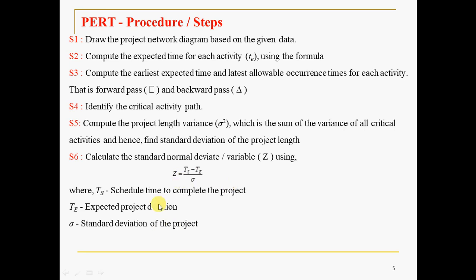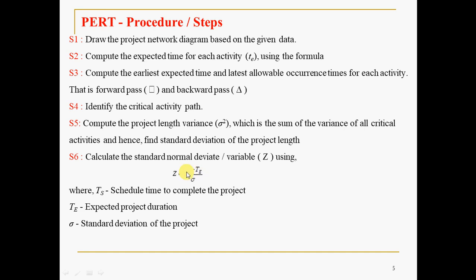So these are the key steps or procedure of PERT. First you have to draw the project network, then you have to compute TE, because you will be given 3 time estimates, you have to convert that into a single time estimate. Then you have to fill this square box and triangle box as we did in the CPM problem, and you have to compute of course sigma square for each activity. The standard deviation of the critical activities you have to obtain, and this TE is nothing but the length of the critical path.